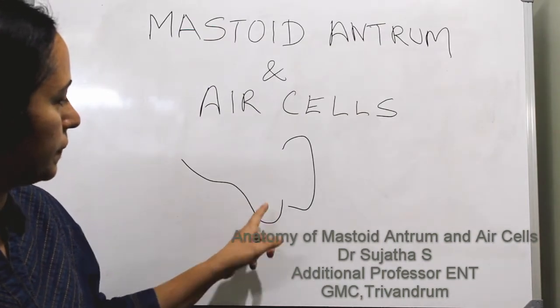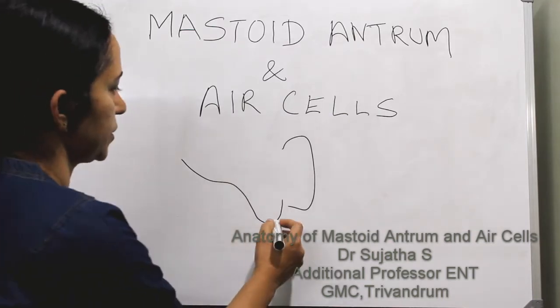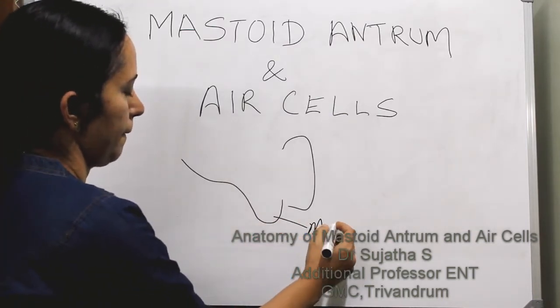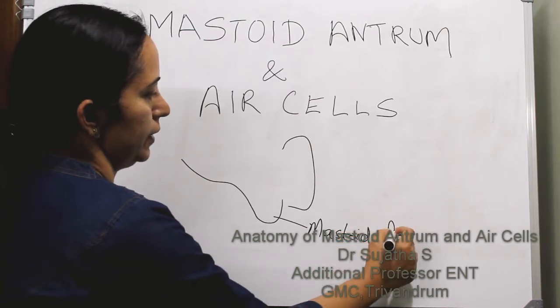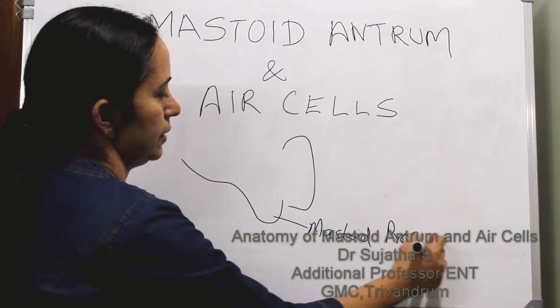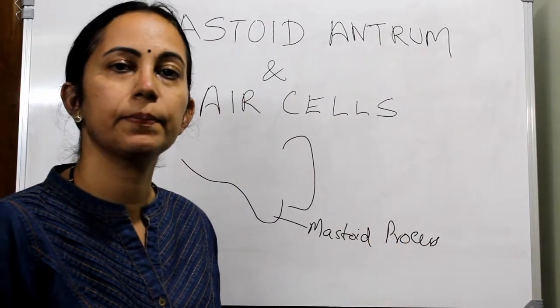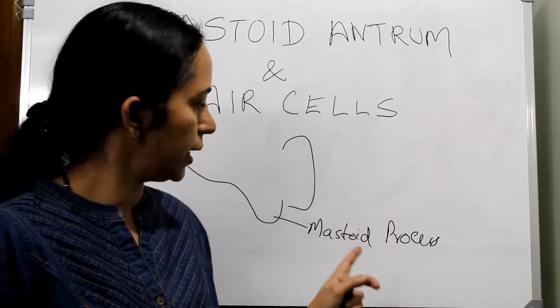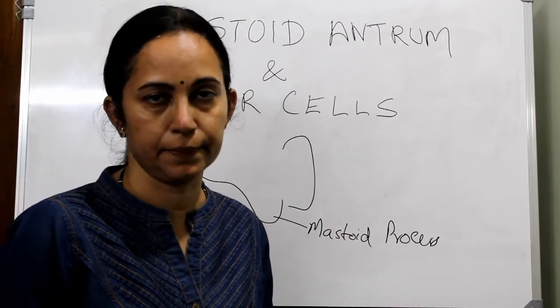And this mastoid process is absent at birth. This is the mastoid process, and it is absent at birth. It starts developing by 2 years of age, and it reaches adult size by puberty, that is by 18 years.